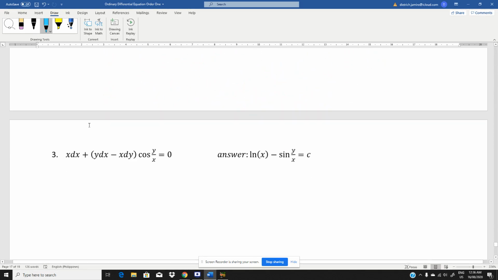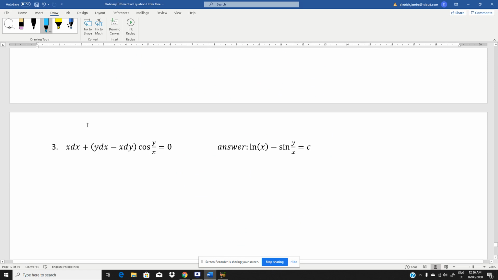Then moving into our third example. We are given that x dx plus quantity y dx minus x dy times cosine of y over x equals 0. By inspection, as you can see, this part is the complicated one. So we will let y is equal to vx.